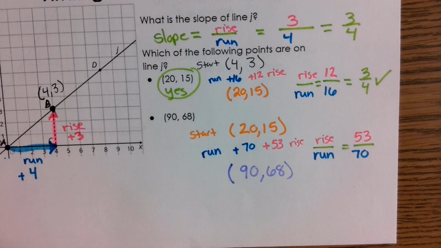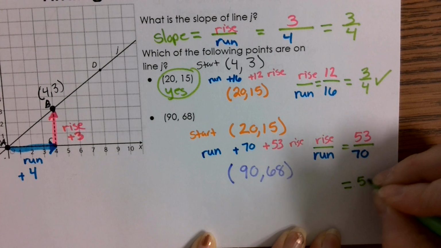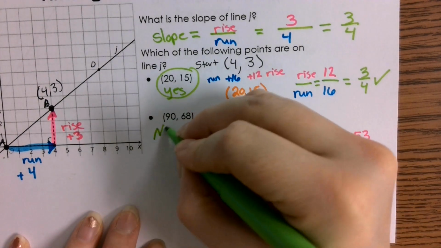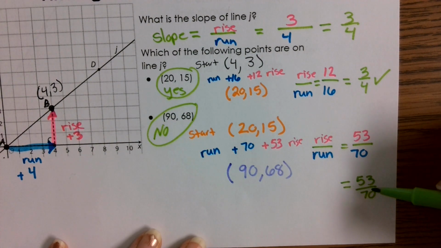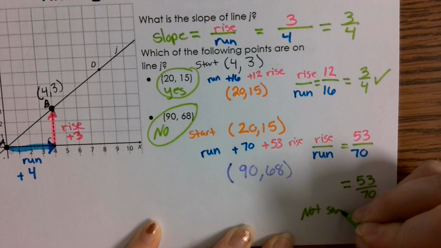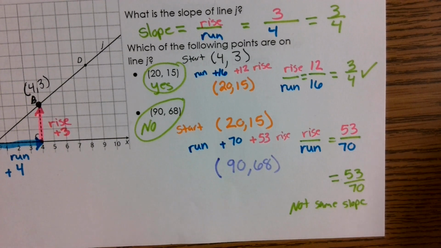All right, now if I put that into my calculator, 53 over 70, is that going to simplify to 3/4? No. It's just going to stay 53 over 70. Okay, so no, this is not a point on the same line. It does not have the same slope. If it's not the same slope, then it is not along the same line.